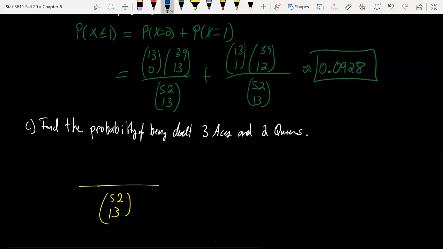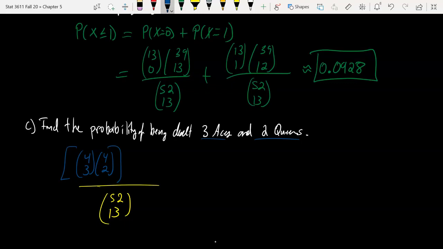So what are our successes? Well, there's 3 aces that you want, and in a standard deck of 52 cards, there are 4 aces. So you need 3 of those. And then we need 2 queens as well. There's 4 queens in the deck. We need 2 of those. So 4 choose 3 times 4 choose 2. That is like our success probability. And I don't really need to put that in brackets because it's multiplication, so we'll be fine there.